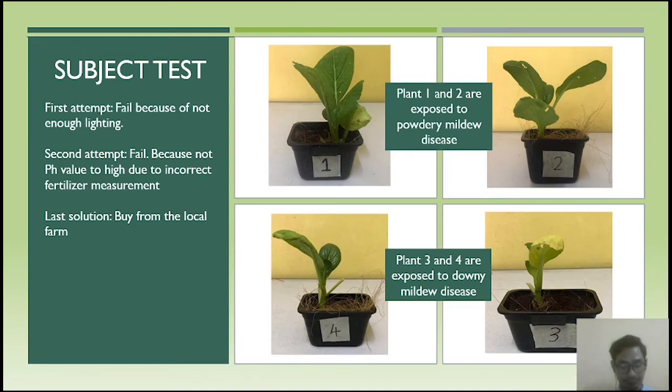So we have four subject tests of choisam plants. Plant number 1 and 2 will be exposed to the powdery mildew disease. Plant number 3 and 4 will be exposed to the downy mildew disease. The data will be collected for five days in a row to see the changes on the leaf, whether it is affected by the disease or not.